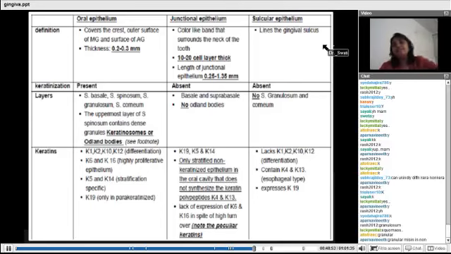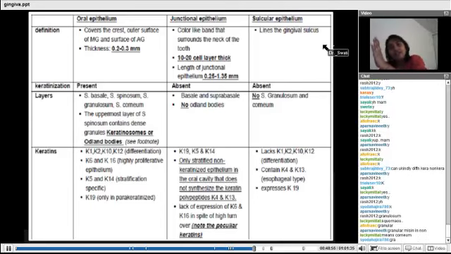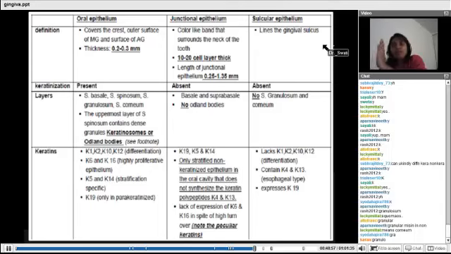So both the layers are missing in non-keratinized, which have a different term called the intermediate layer and the surface layer. They are nothing but the flattened cells. They do not form keratin. That's the difference between non-keratinized and keratinized. Get the point?